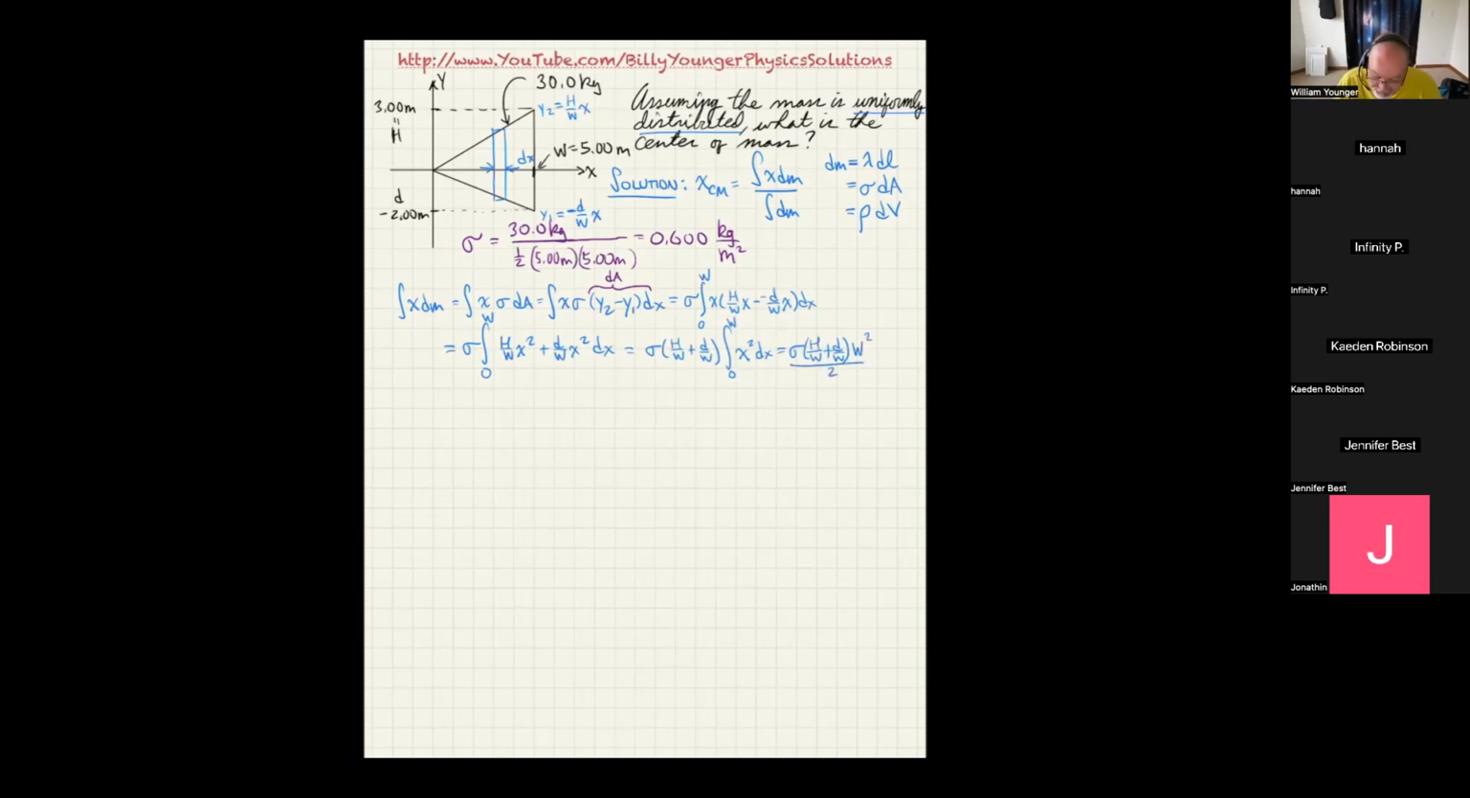So notice I went ahead and did the integral, and evaluated at the range. The integral was 1/2 x squared, and when I evaluated at x equals w, I got 1/2 w squared. And when I evaluated at 0, I got 0. So that's the whole thing. And I can leave it in that form. I could put the numbers in if I wanted to, but I can leave it in that form as well. So that's what I'm going to do. Now I've got to do the other integral, which is the integral of dm.